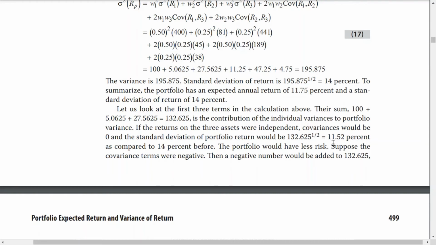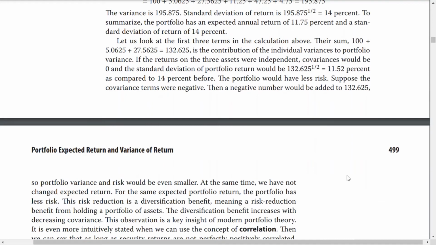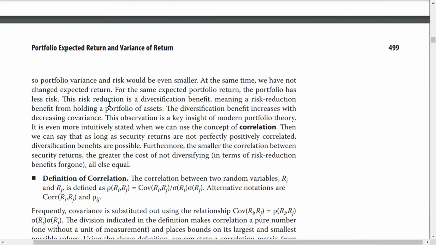The portfolio would have less risk. Suppose the covariance term was negative. The negative number will be added to this, so the portfolio variance and risk will be even smaller. At the same time, we have not changed expected returns. For the same expected portfolio returns, the portfolio has less risk.